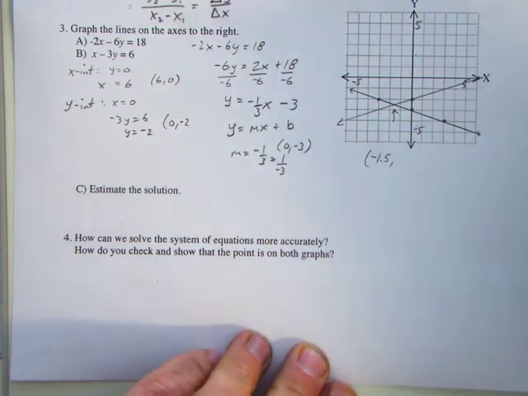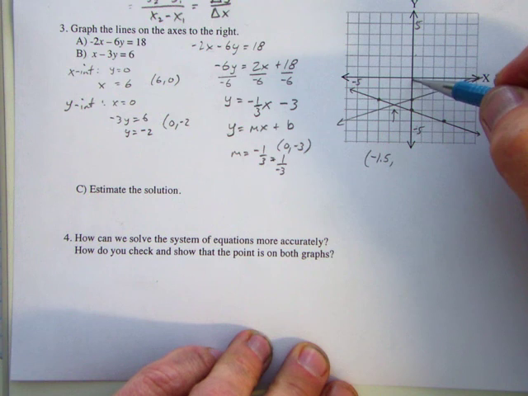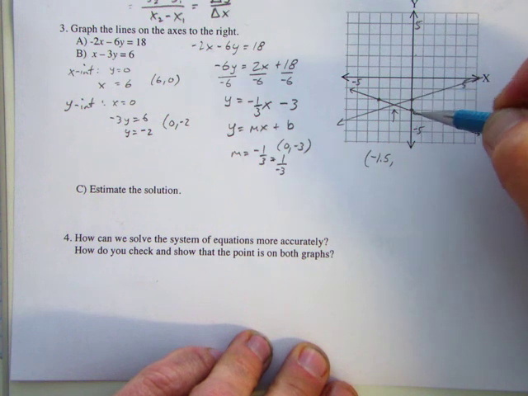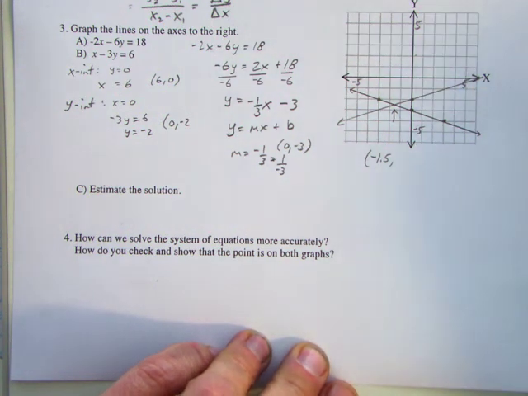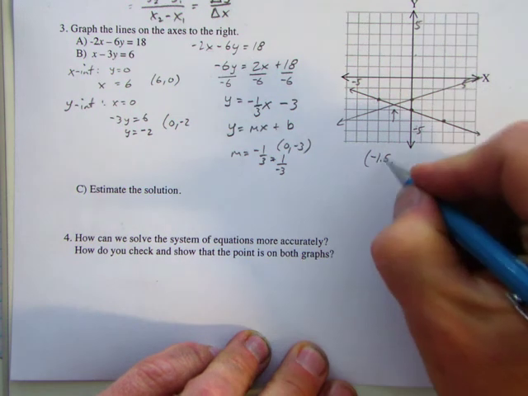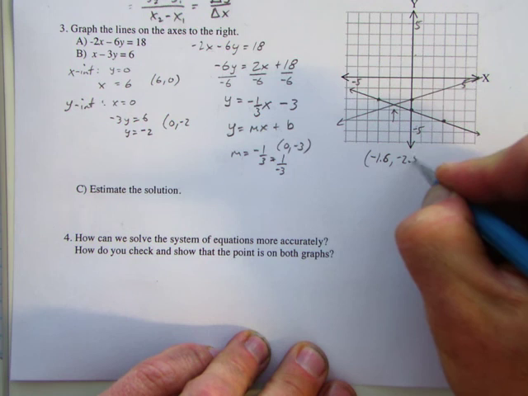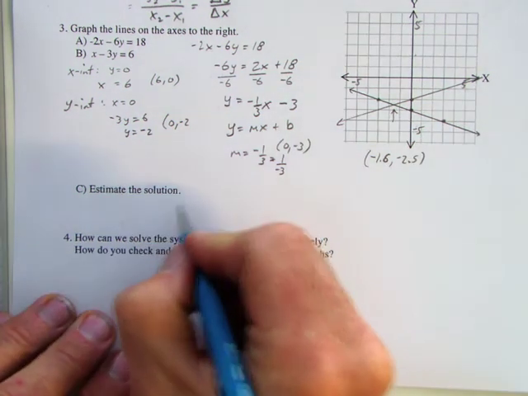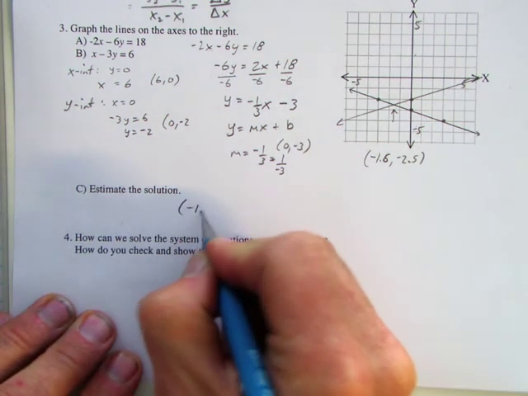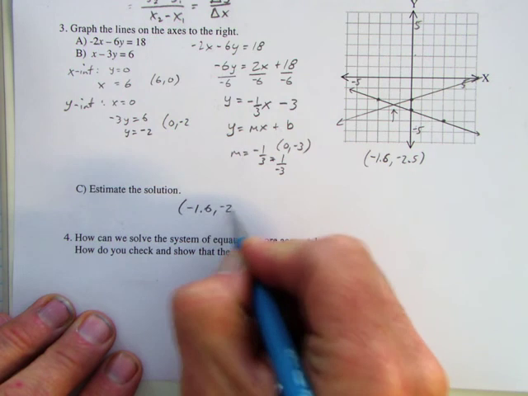Either estimate right now would be perfect. And then we have -2, somewhere between -2 and -3. Actually, I'd probably even say -1.6 on there. And then this would be -2.5. So that is our estimate for the solution, -1.6, comma, -2.5.